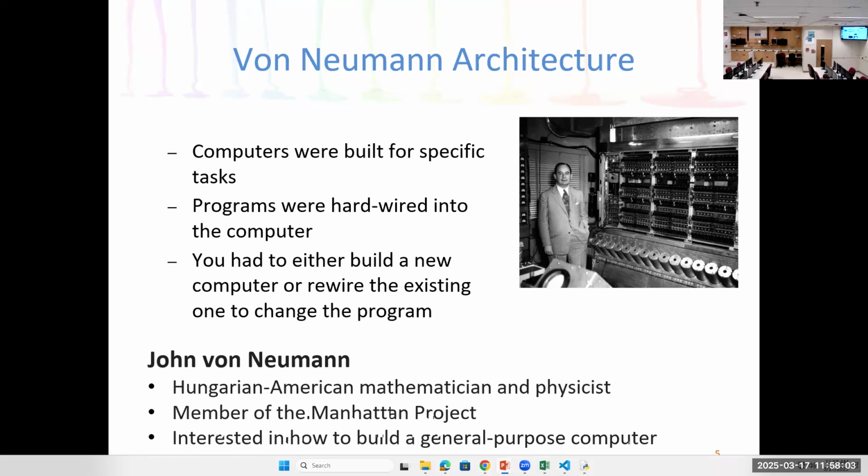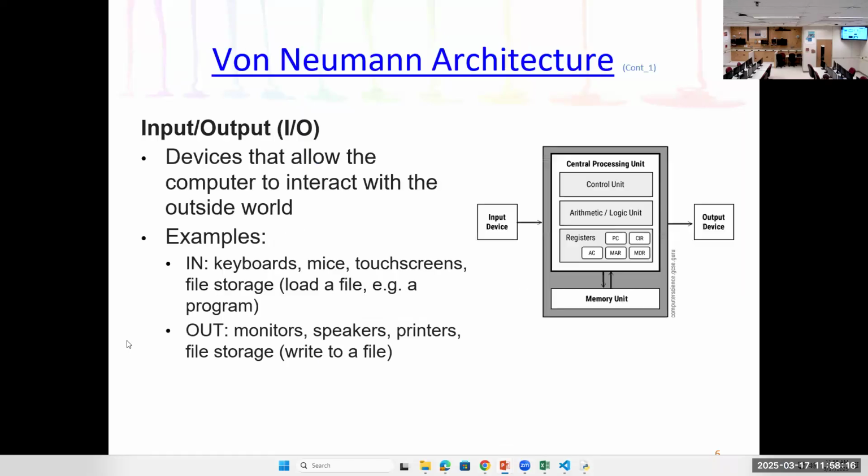Okay. Now, who is John von Neumann? He is a Hungarian-American mathematician and physicist, and a member of the Manhattan Project. And what he introduced is the von Neumann architecture.